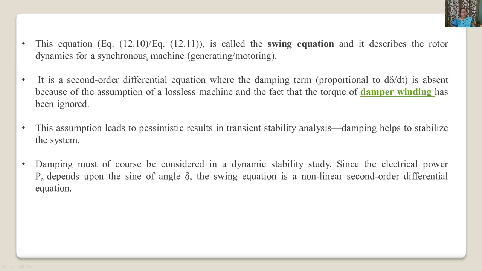It is a second order differential equation where the damping term proportional to d del by dt is absent because of the assumption of a lossless machine, and the torque of the damper winding has been ignored. This assumption leads to a pessimistic result in transient stability analysis because damping helps in stabilizing the system, but still we are neglecting the effect of the damper winding. Damping must of course be considered in dynamic stability since the electric power P depends on the sine of angle del. The swing equation is a non-linear second order differential equation, so this is applicable for transient stability.